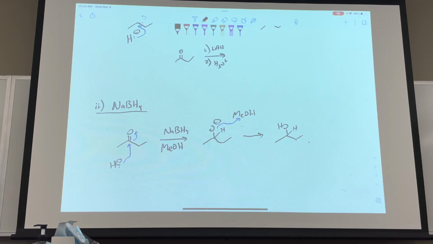Now, as you can probably tell from the way we've been discussing these two similar reagents, one is much, much stronger than the other, right? So, for instance, in terms of its reactivity, sodium borohydride can only be used to reduce aldehydes and ketones.